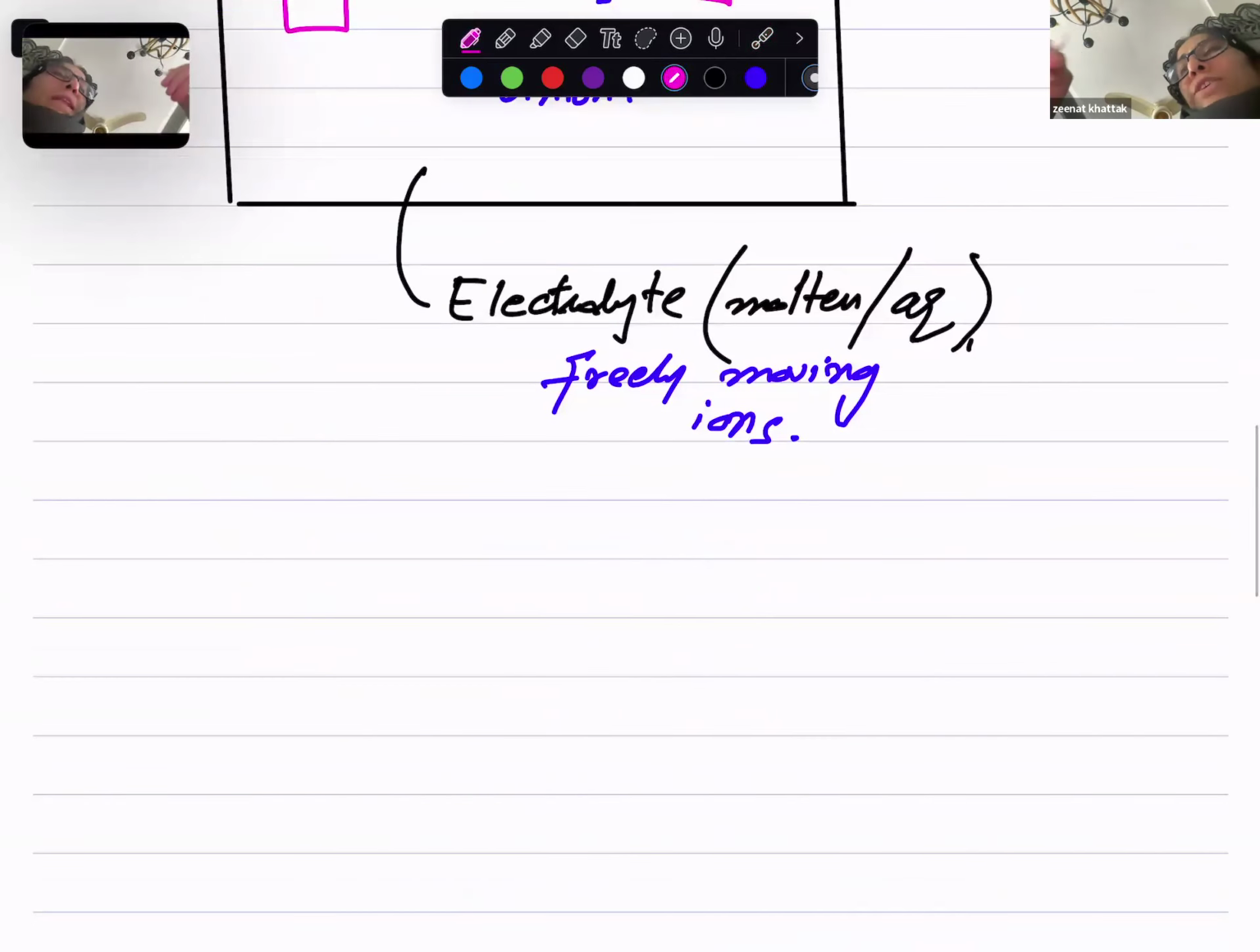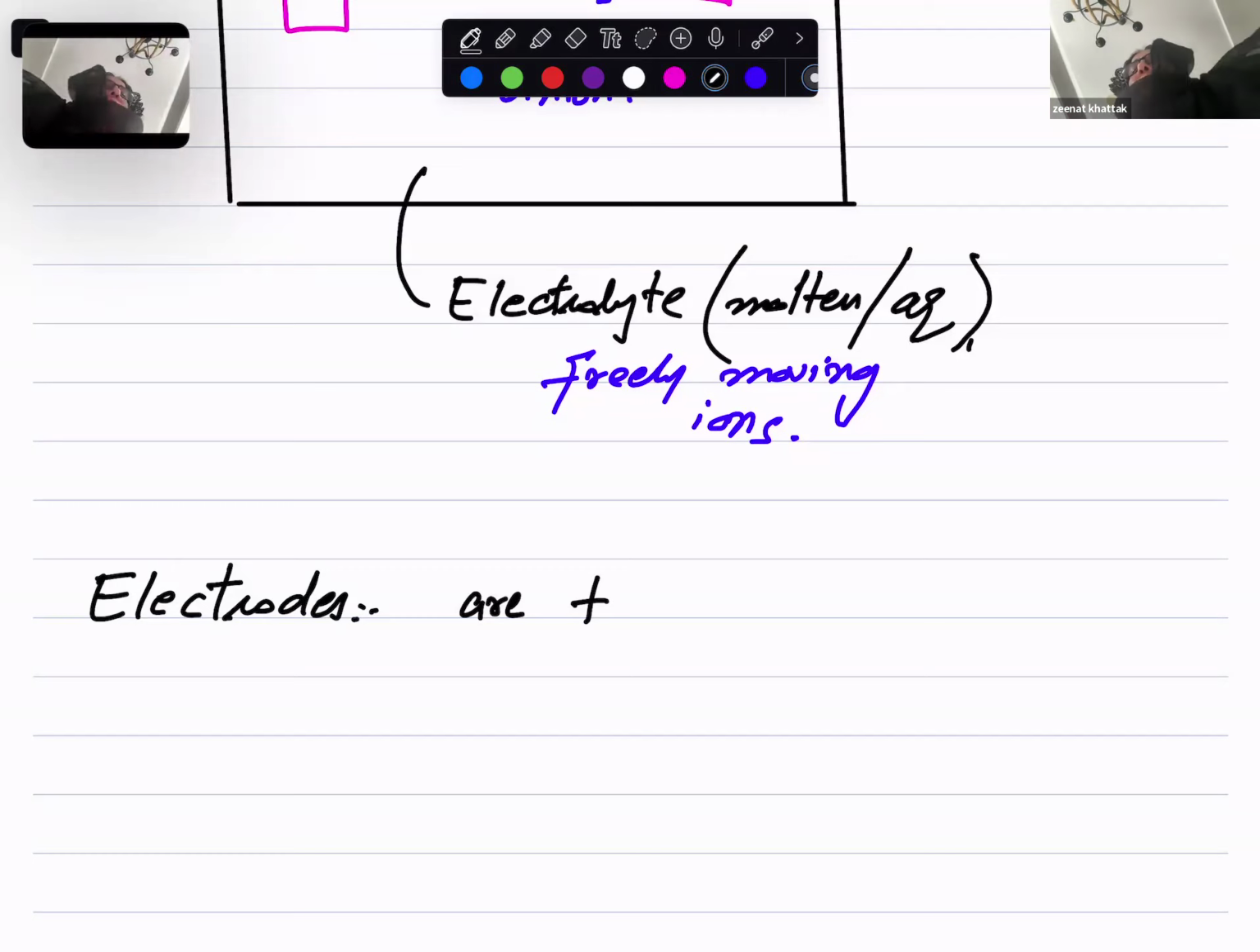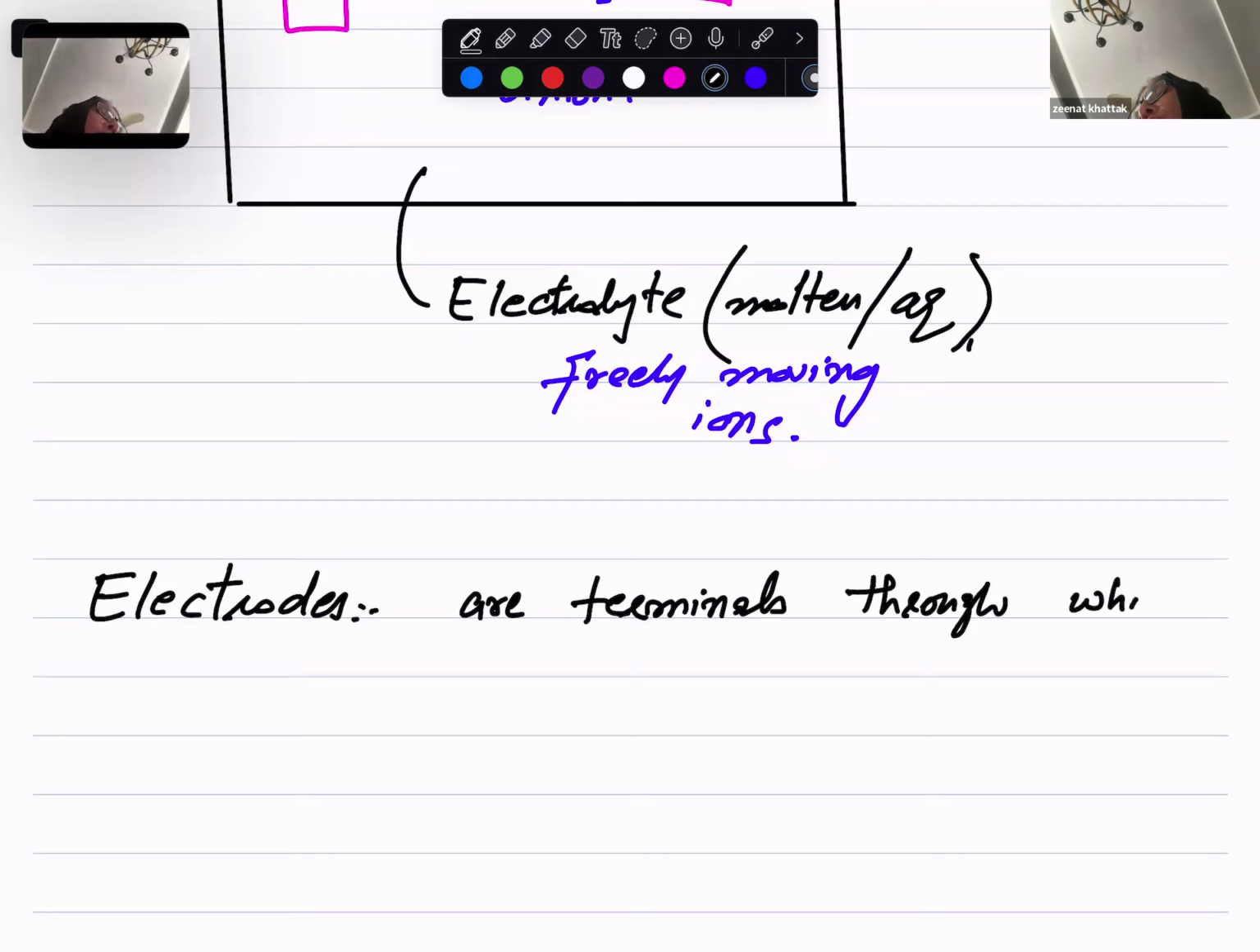Now next point. What are electrodes? Wait a minute. What are electrodes? You know, electrodes are actually terminals. Let me put off the fan. Wait. Electrodes are terminals through which electrons enter or leave the electrolyte.